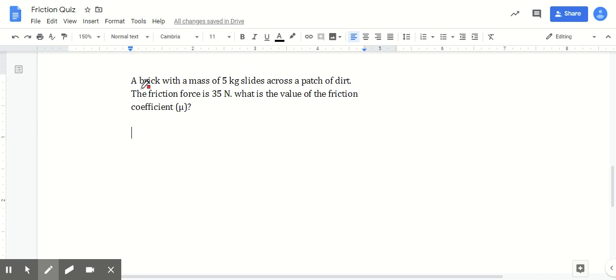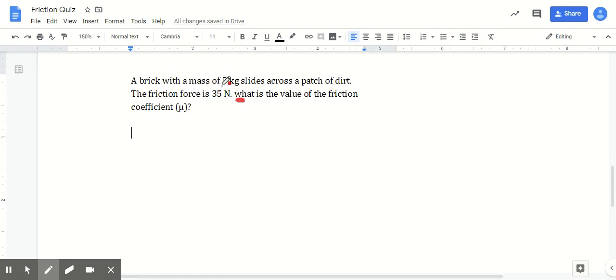So first of all, read the question, right? You can't do anything if you don't read the question. So it says, a brick with a mass of 5 kilograms slides across a patch of dirt. The friction force is 35 newtons. What is the value of the friction coefficient? Now look at that, that W should be capitalized, but that's not a science problem, so I'll fix that later.